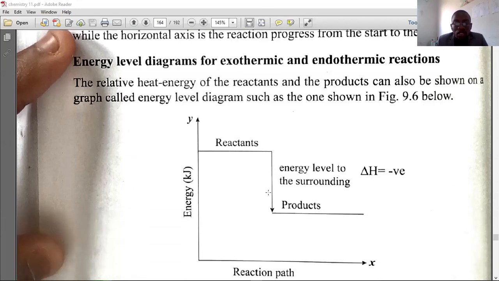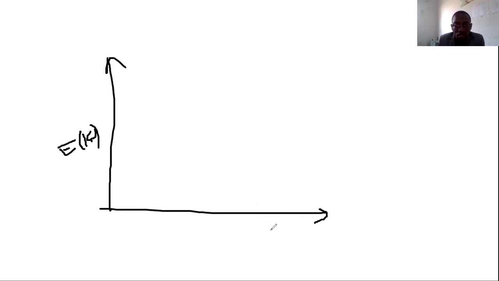What we're looking at here is an example of an exothermic energy level diagram. On the y-axis we have the energy, and on the x-axis we have the reaction path, which shows how the reaction is progressing. Just to explain further the meaning of this diagram, the y-axis is represented by energy, and energy is in kilojoules, and then we have the reaction progress.